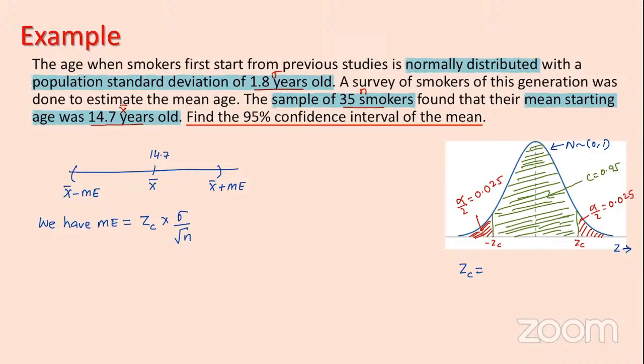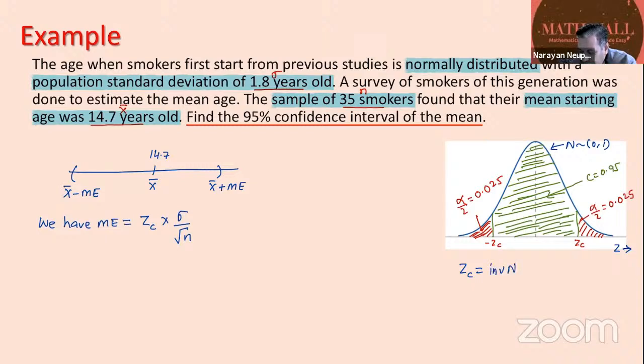Inverse normal. Inverse normal, very good. Then what we do is we look for the area to the left. So if I want to find this z sub c, everybody look at the screen. The area on the left is, in the middle you have 95%, and here you have 2.5%.